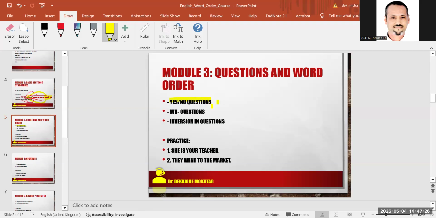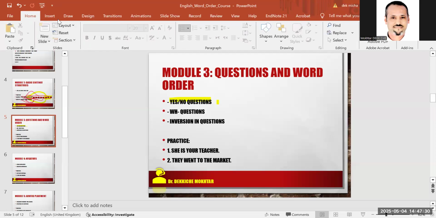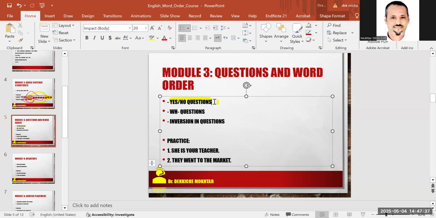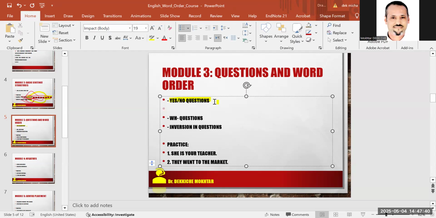Let's take an example here. In a yes/no question, we use the auxiliary verb followed by the subject, as in the following example: "Do you like reading?" And we put the question mark.